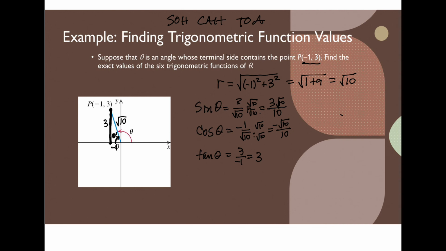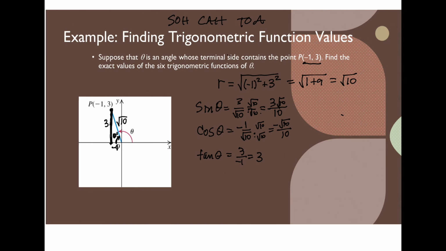Then we go to cosecant, which goes with sine. This is going to be the reciprocal, so root of 10 over 3. The secant, which is the reciprocal of cosine, is root of 10 over -1, or negative root 10 over 1, which is just negative square root of 10. And then cotangent of theta is equal to the reciprocal of what we have there, so -1/3.